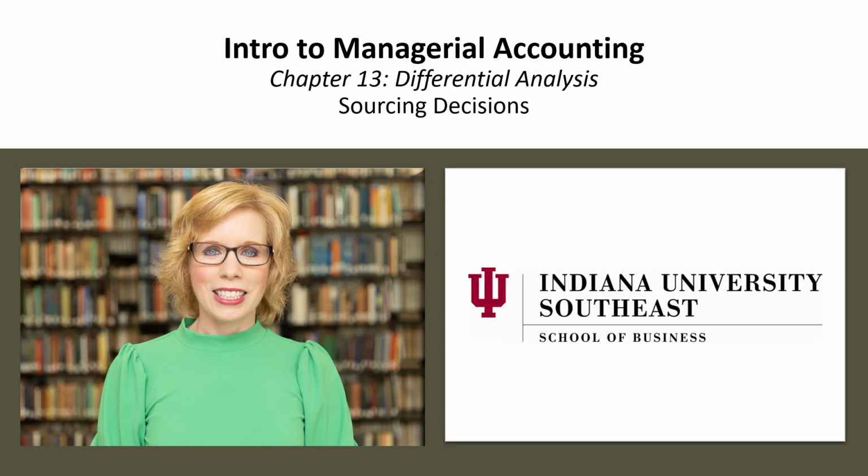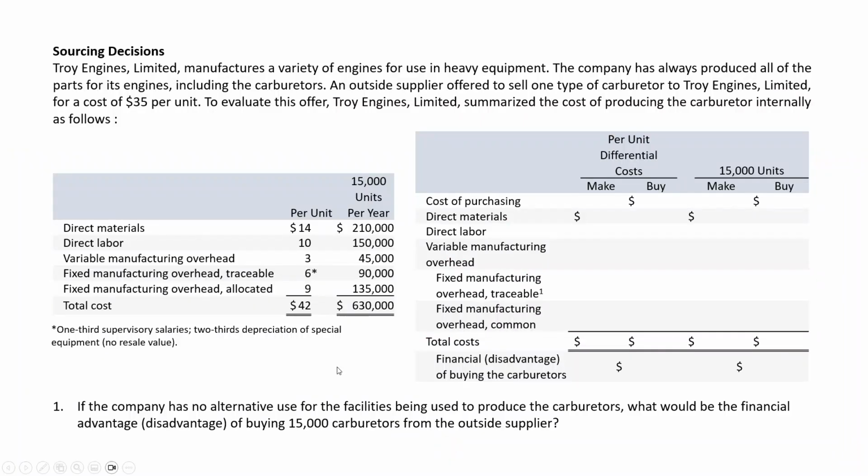In this video, I'm going to walk through a sourcing decision as part of differential analysis. We're faced with a company that manufactures a variety of engines for use in heavy equipment. To this point, they've always produced all of the parts for this engine, including a carburetor. And according to financial accounting with full absorption costs, the unit cost, including materials, labor, and both components of overhead, both variable and manufacturing, would be $42 per unit to make that carburetor.